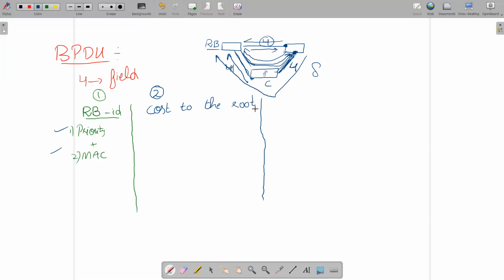So the cost to the root bridge means, whatever the reference point is, you need to move in the reverse path and calculate the total cost which takes you to the root bridge. So cost to the root means the reference point where you are sitting, and towards which direction? Towards the root bridge direction. And you need to calculate the cost on all the links. So that is the meaning of cost to the root.